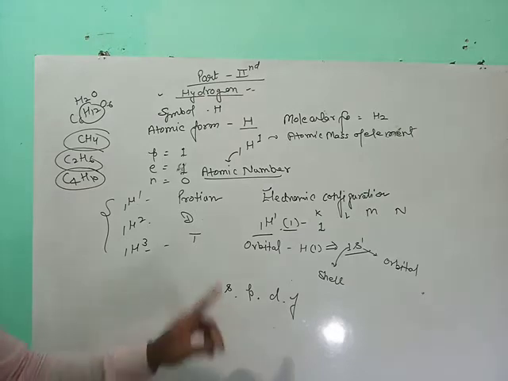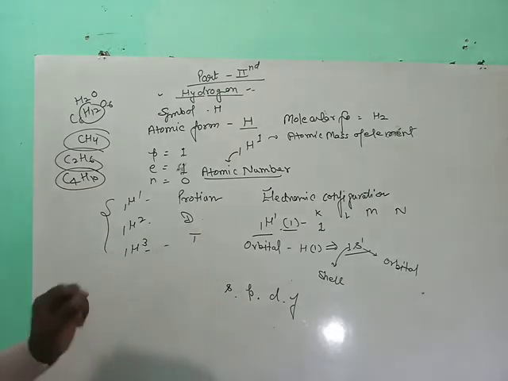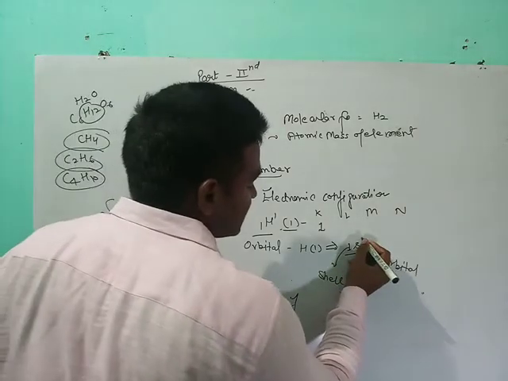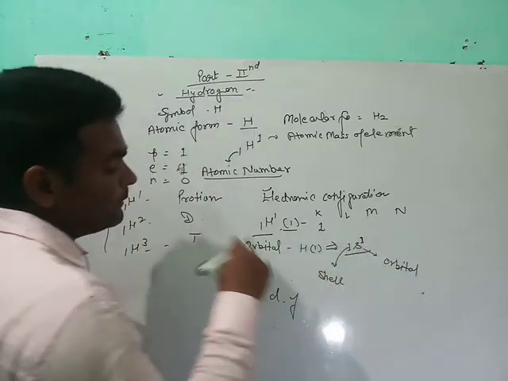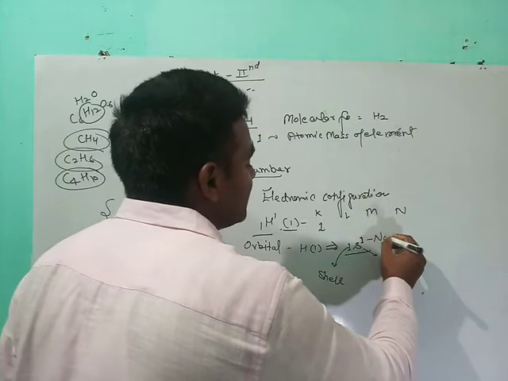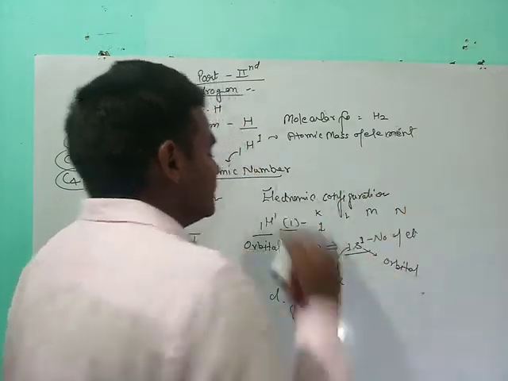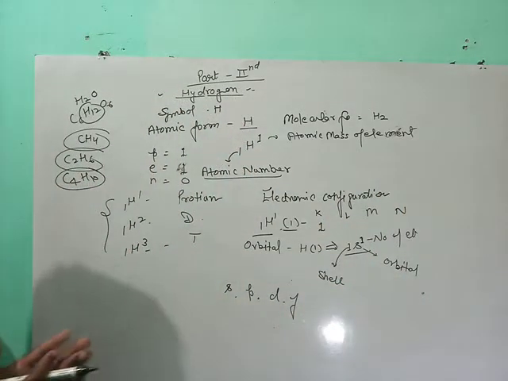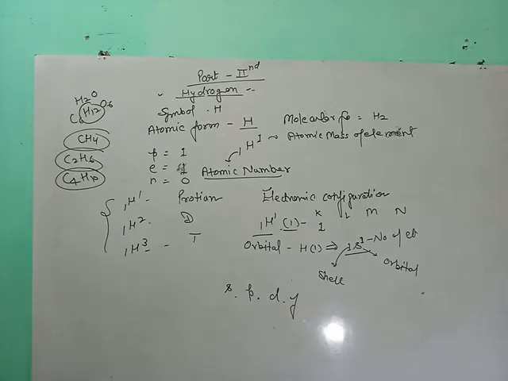And hydrogen has only one electron in the s orbital. So this number represents the number of electrons. So again, I tell you that I learned the electronic configuration of hydrogen.